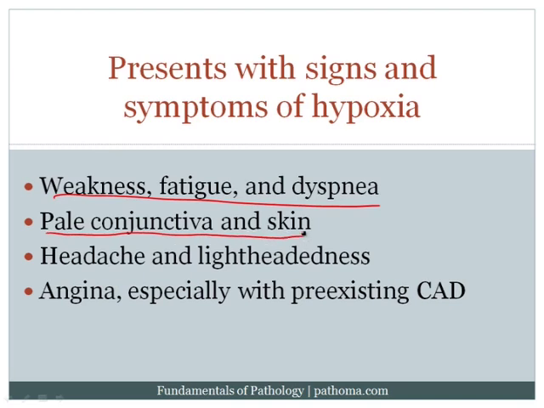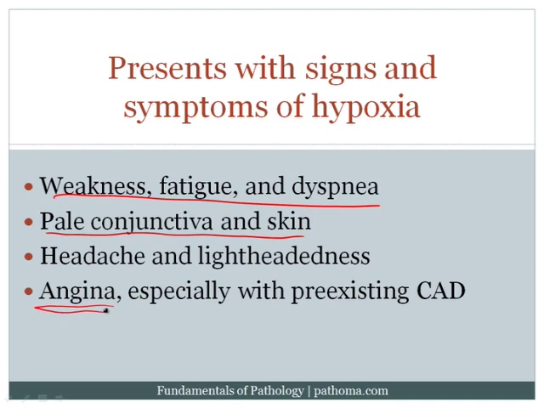skin, and this is a relatively good clinical test. Pale conjunctiva is a good sign that there is an anemia. Now, the patient may present with headache and lightheadedness due to hypoxia to the central nervous system, in particular the brain. And the patient may even exhibit signs and symptoms of angina.